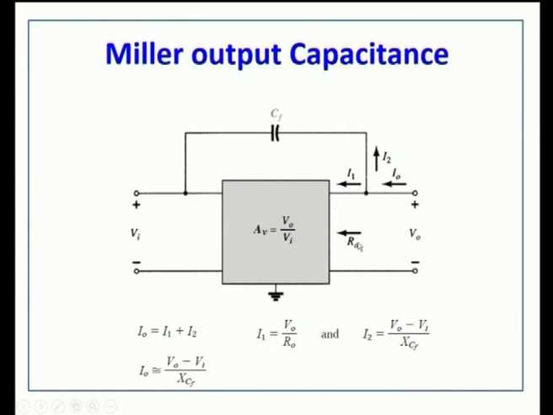Again, I1 and I2 are represented in terms of voltage and resistance. I1 is VO by RO, and I2 you have to give in a nodal form, because it is flowing from one node to the other node. So, this node voltage is VO and this node voltage is VI. So, I2 is VO minus VI divided by XCF, the capacitive reactance. And if this RO is neglected, the output current is approximately equal to I2.